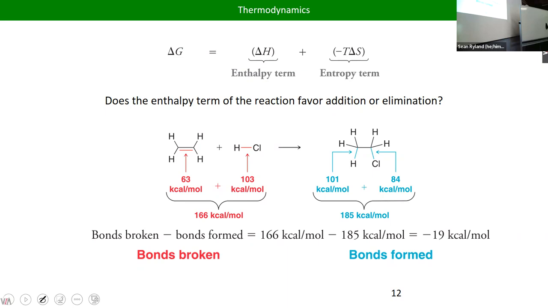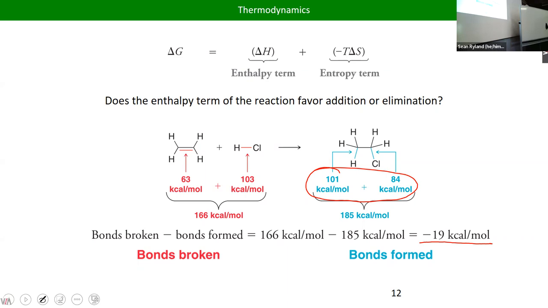If you look at the energy of a pi bond in ethene, it's 63 kilocalories per mole, and HCl is 103 kilocalories per mole. If we make two new bonds that are 101 kcal per mole and 84 kcal per mole, the bonds formed are more stable than the bonds broken. So we're downhill in enthalpy for this reaction by 19 kcal per mole, which you guys don't have that much frame of reference for, but we could actually plug that in. If we assume that there was no difference in entropy between the two sides, you plug in delta H into that equation for K and get an equilibrium constant. You wind up with something that's pretty big, which favors the addition pretty heavily if you ignore entropy.